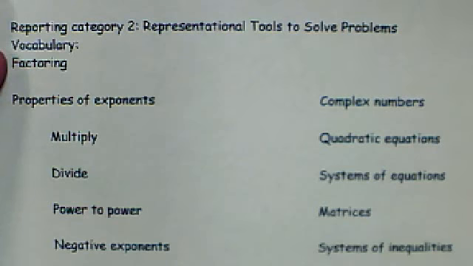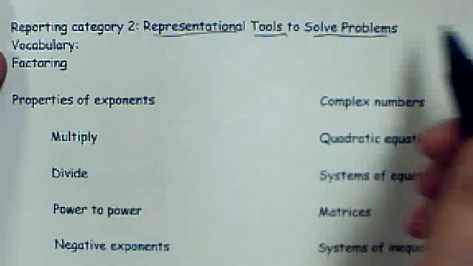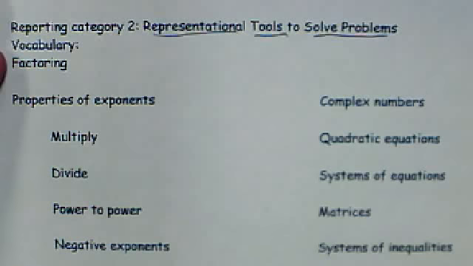So reporting category 2 is called representational tools to solve problems. So this is factoring, properties of exponents, solving systems of equations, solving quadratics, quadratic formula, using matrices to solve systems, and graphing inequalities, systems of inequalities. So we're going to start by talking about factoring.